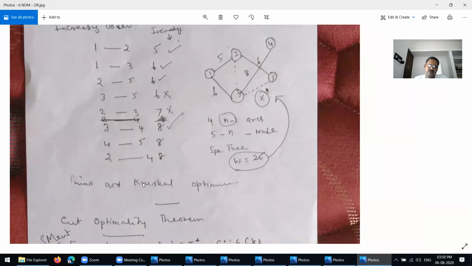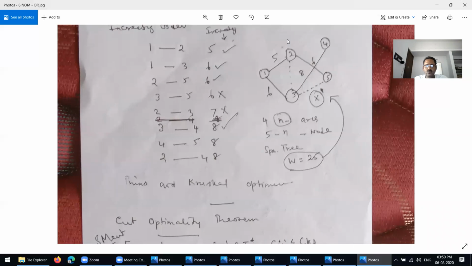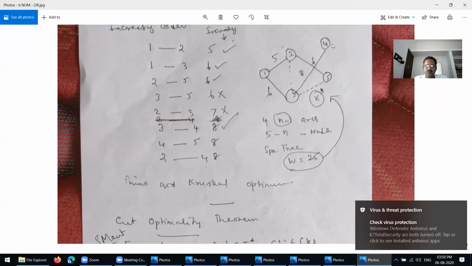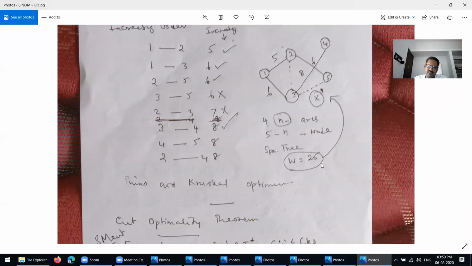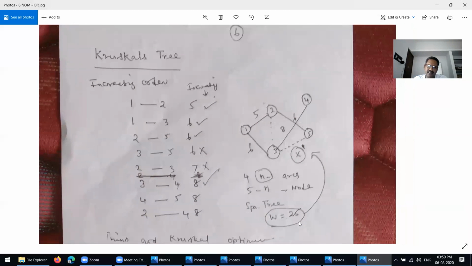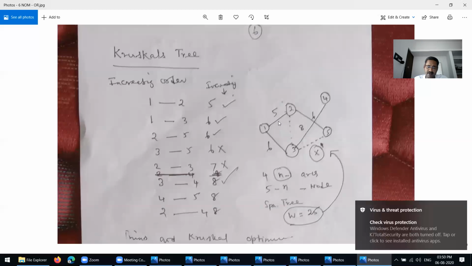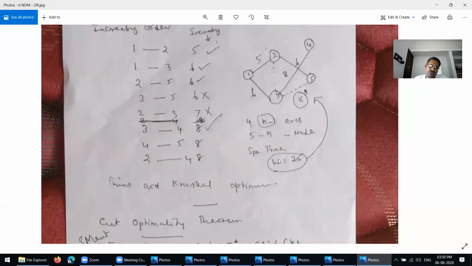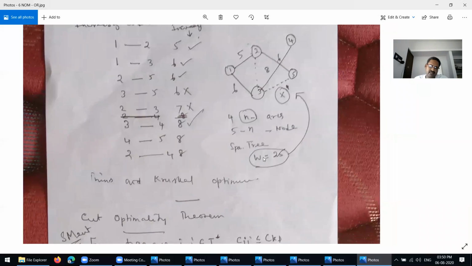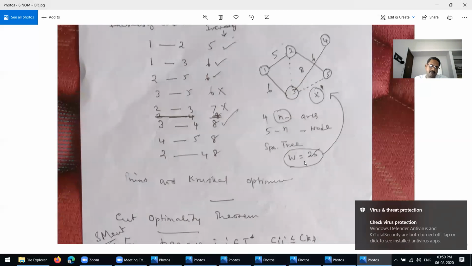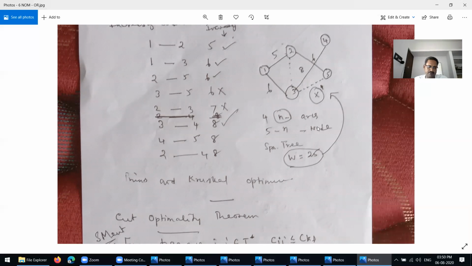So what's connected here now? 1 to 2, 2 to 3, 3 to 4. This one is nothing but a spanning tree having the weight 25. So the network is different, but the weight of the spanning tree is 25. So this one is nothing but optimum. Both Prim's and Kruskal's networks are optimum.